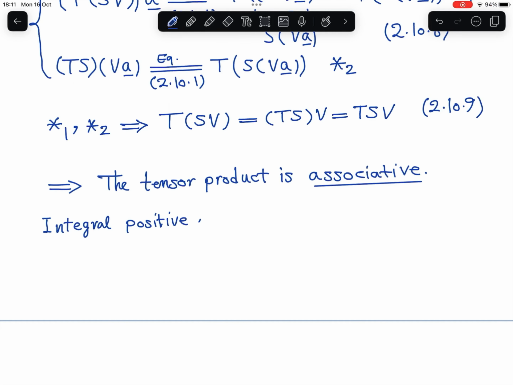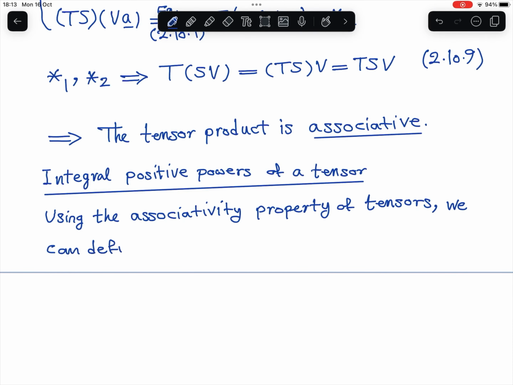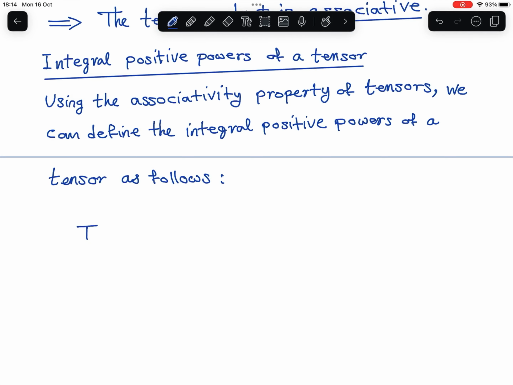Integral positive powers of a tensor. Using the associativity property of tensors, we can define the integral positive powers of a tensor as follows. T square is equal to the tensor product of T with itself. Cube of the tensor T is equal to the tensor product of T with itself 3 times, and so on. The fourth power of the tensor T is equal to the tensor product of T with itself 4 times.